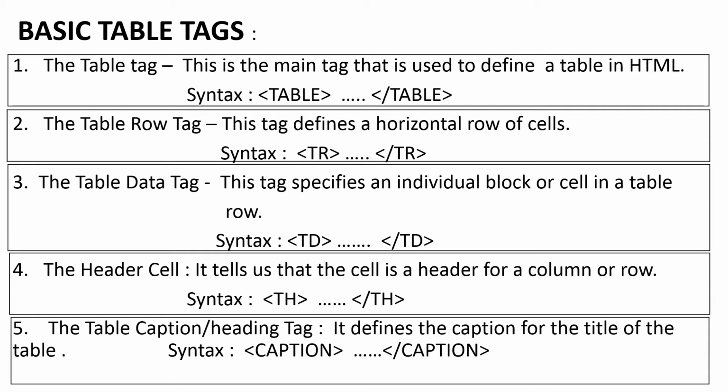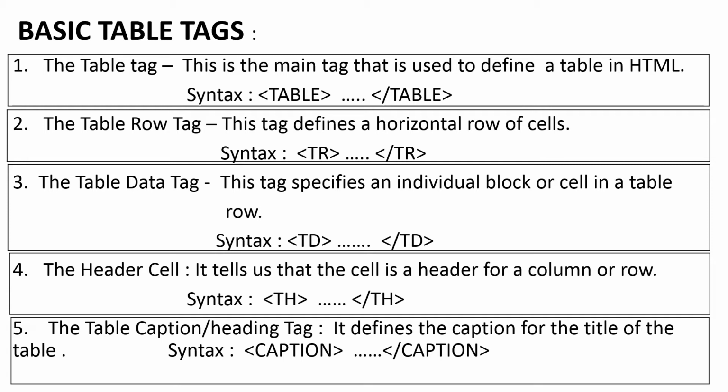Now the second tag: if you want to define a row of the table, then after the table tag you need to use the table row tag, and the syntax for that is TR. It is also written inside less than and greater than symbols, and every tag that is opened needs to be closed, using the backslash. TR stands for table row tag.